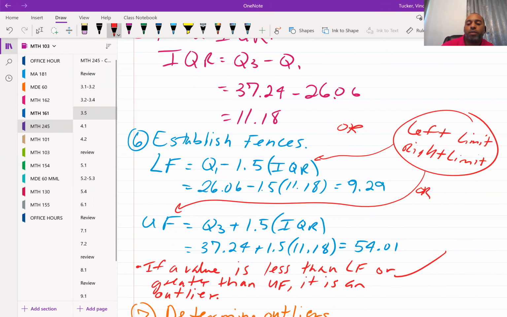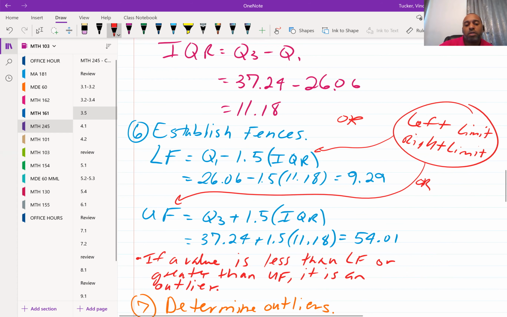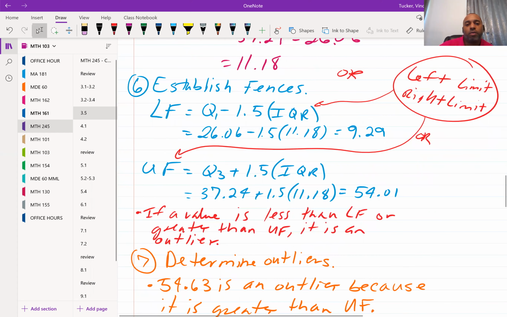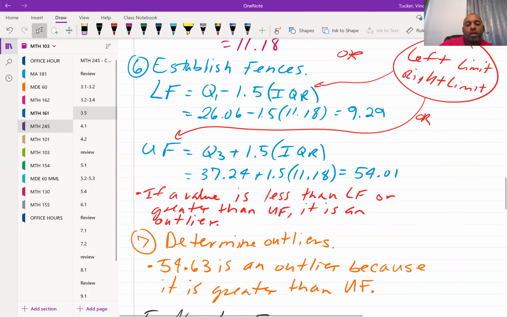So just reiterating why we're finding these values. If a value is less than the lower fence or greater than the upper fence, then it is an outlier. So now we determine if we have any outliers by comparing our fences to our data set. And so 54.63 is an outlier because it is greater than the upper fence.